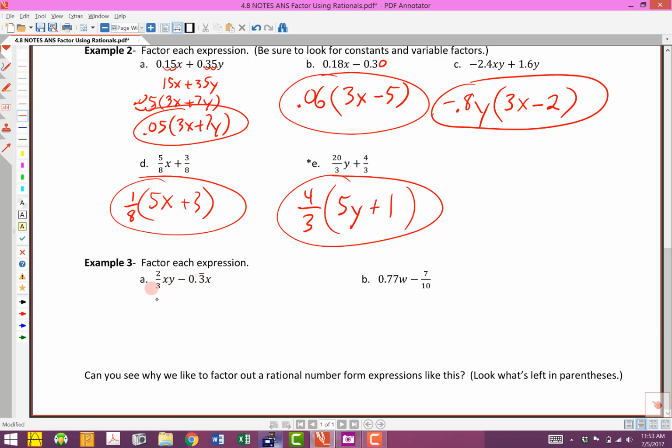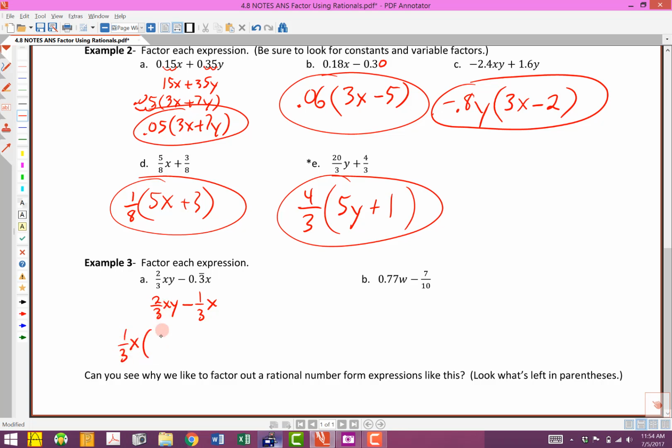We've got a mix of what's going on here, and again, this is where it's going to be really helpful to recognize some of those common rational numbers. So we've got 2/3 xy minus, and then I'm going to treat this as a fraction, so 0.3 repeated would be 1/3 x. So 2/3 xy minus 1/3 x. You'll notice that we've got some thirds in common and an x. So I'm going to take out a 1/3 x.